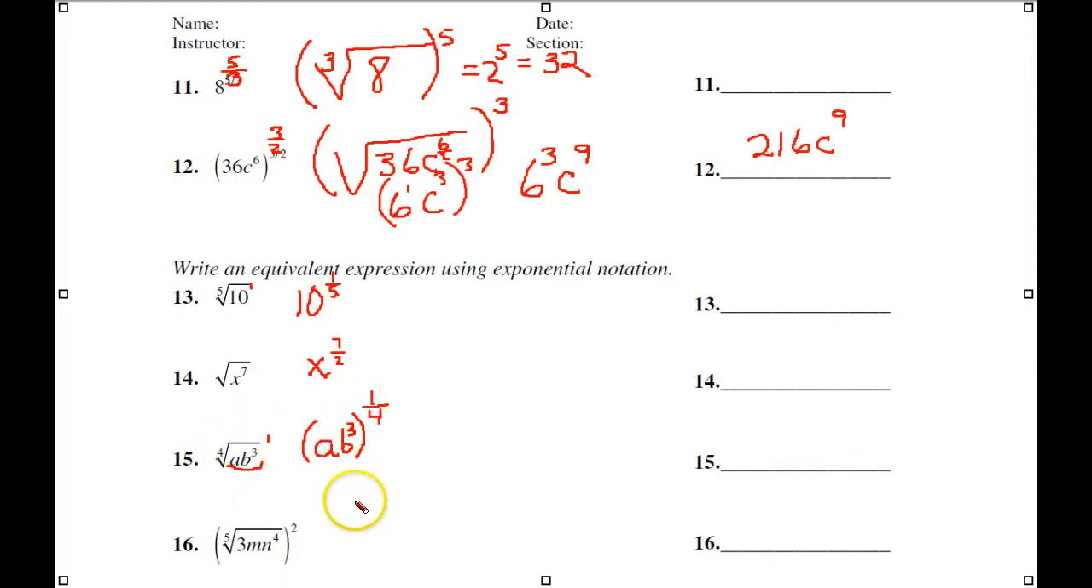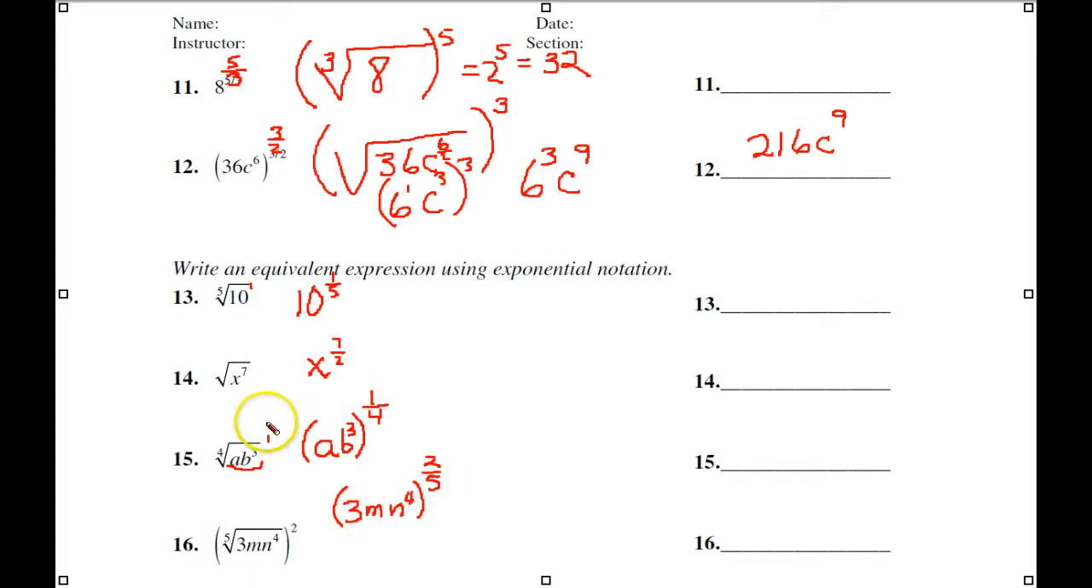And here I can see it happening already. It's going to be 3m n to the 4th. That goes in a parenthesis. And then our exponent, the 2, goes as a numerator there, and our index number goes there.